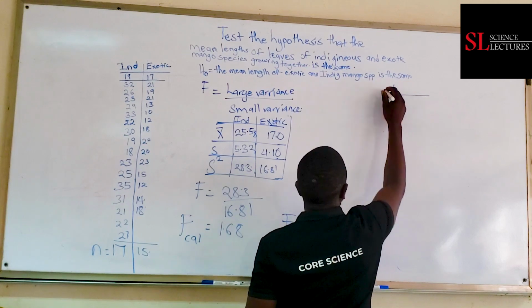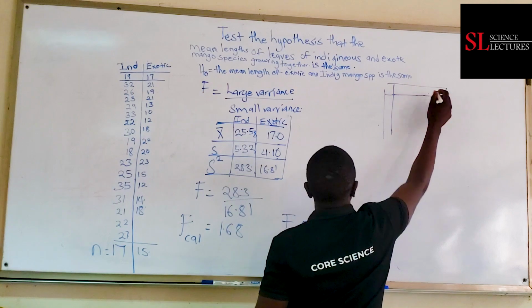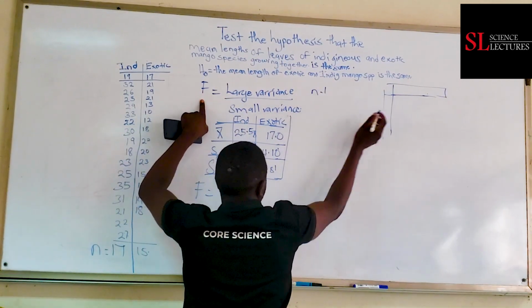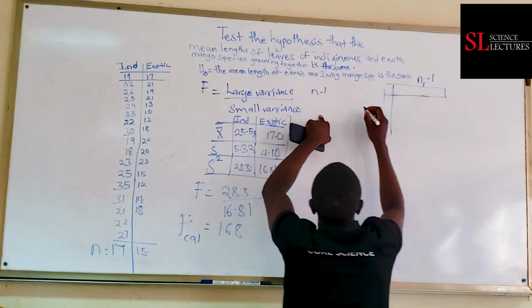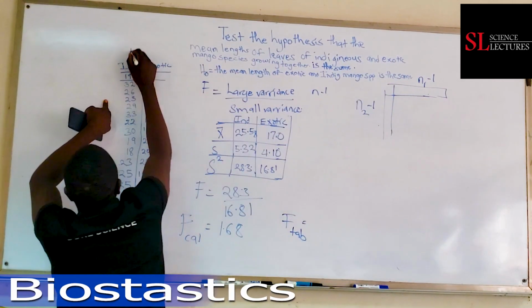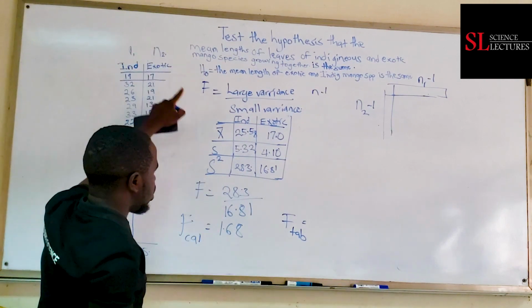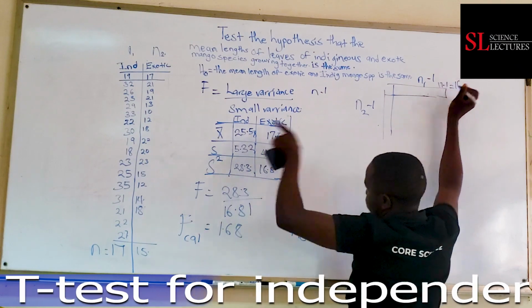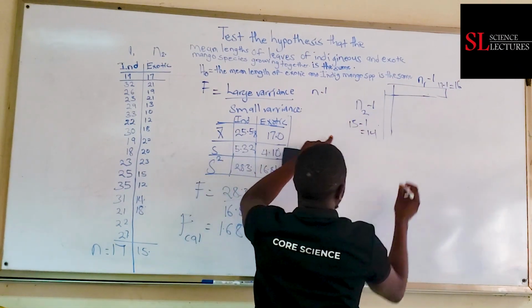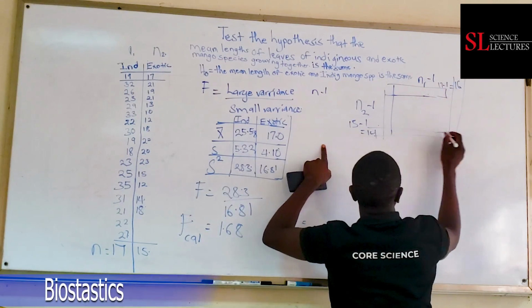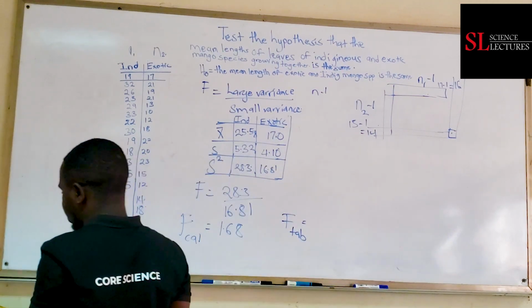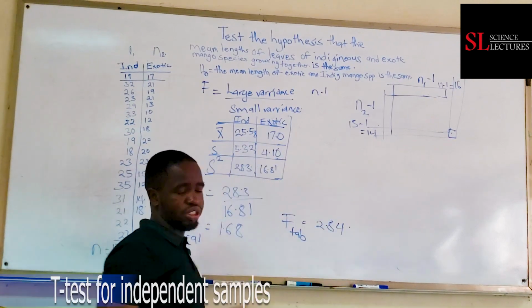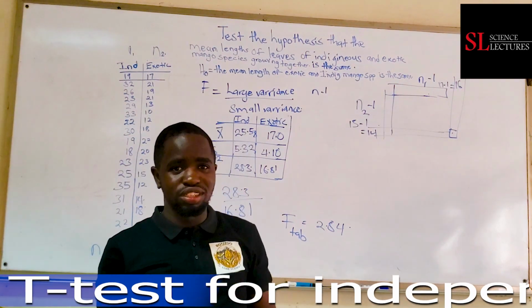We have F values this side, you have values this side, and also values this side. So what happens? You get n minus 1 for the larger variance, n minus 1 this side: n1 minus 1, then n2 minus 1. I can decide to call this n1 and this n2, any that you want. In this case my n1 is 17, so it is 17 minus 1, which is equal to 16. This side I have 15 minus 1, which is equal to 14. So where 14 and 16 meet, that value is what I read off as my F critical. And from my tables here, my critical value is 2.84.